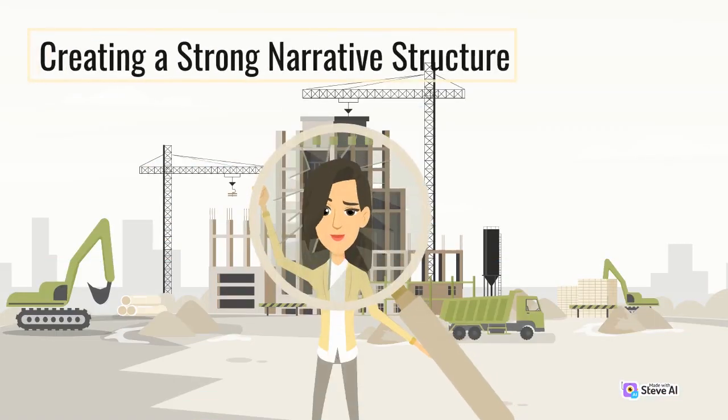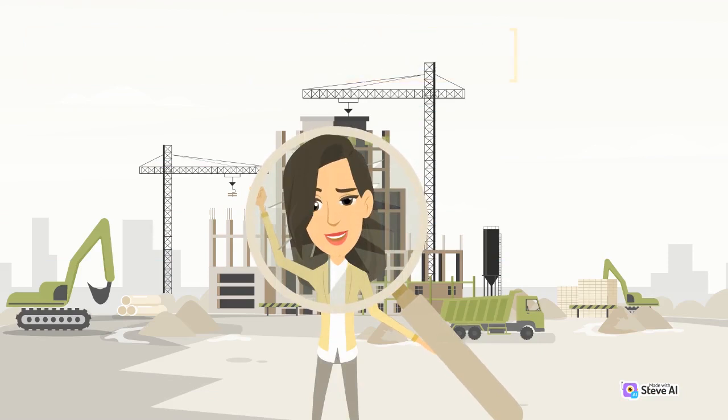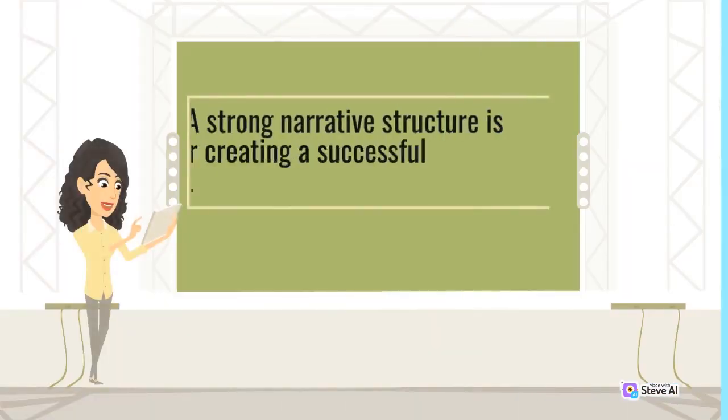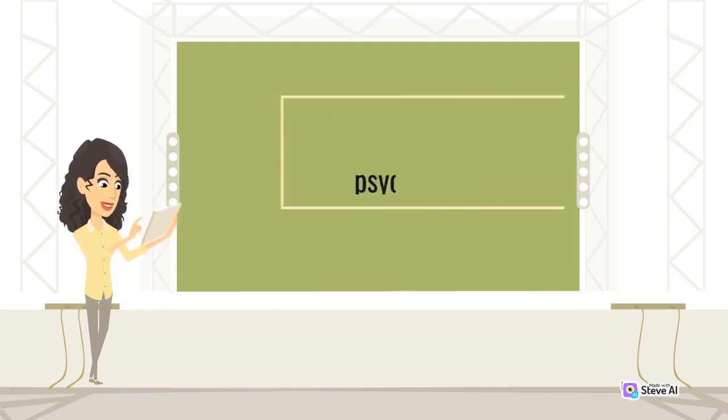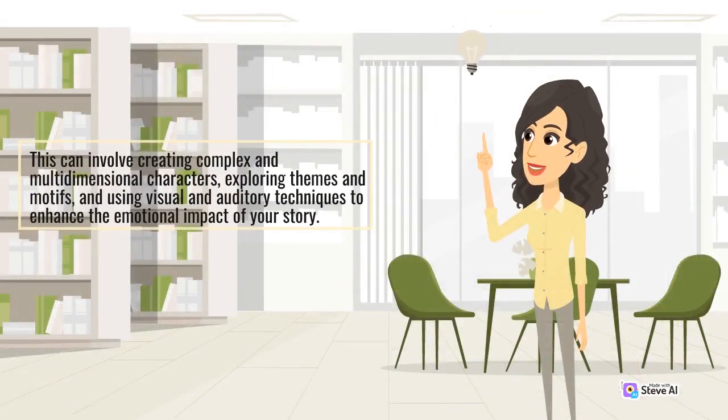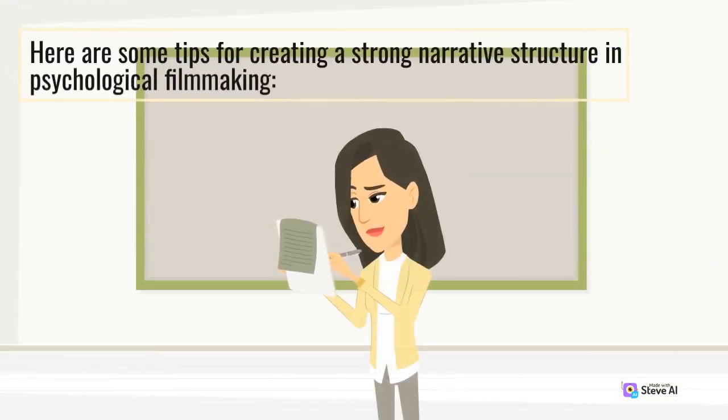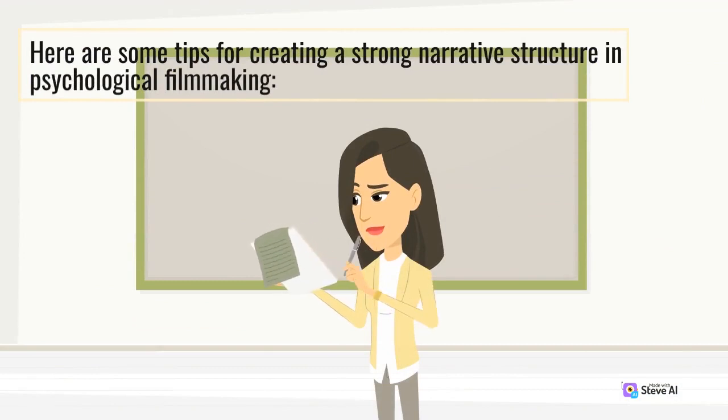Creating a strong narrative structure. A strong narrative structure is essential for creating a successful psychological film. This can involve creating complex and multidimensional characters, exploring themes and motifs, and using visual and auditory techniques to enhance the emotional impact of your story. Here are some tips for creating a strong narrative structure in psychological filmmaking.